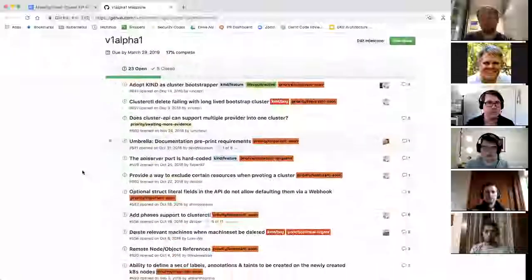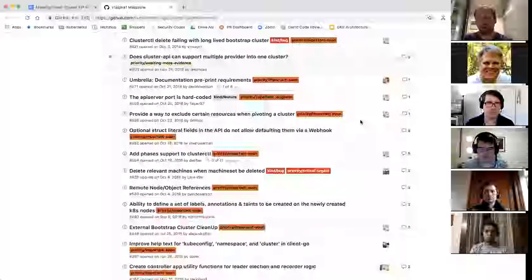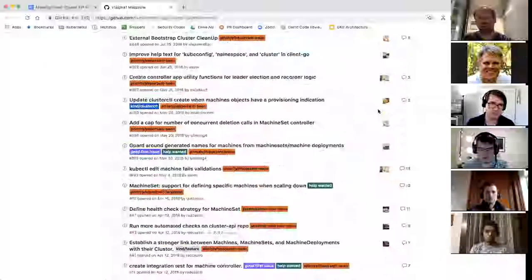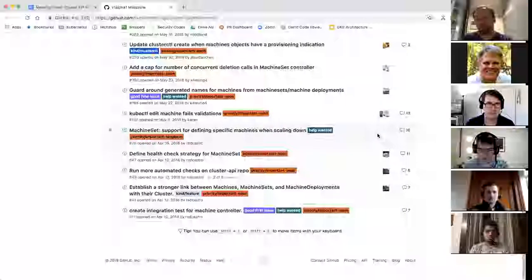So if you look at the right-hand side, most of these have an assignee so far. The other thing I'll point out is that the approach that the kubeadm folks take, which I think we should adopt, is that even if an issue has an assignee, it doesn't mean you can't work on it. Assignee is the person responsible for driving the issue to completion.